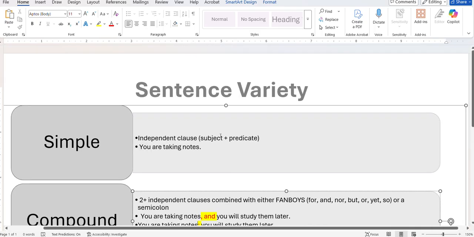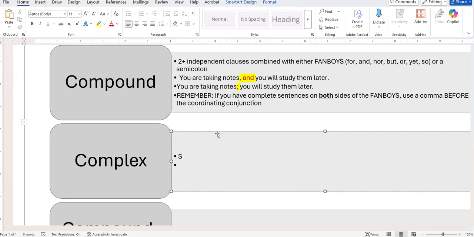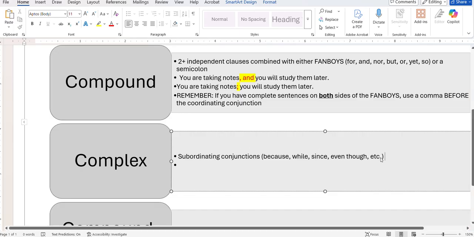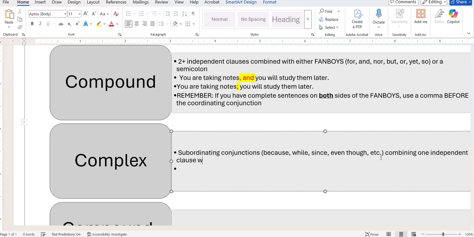Okay, next up you have complex sentences. These are the ones with the subordinating conjunctions. So that's like because, while, since, even though, etc. There's dozens of those. And they are combining one independent clause with a dependent clause.